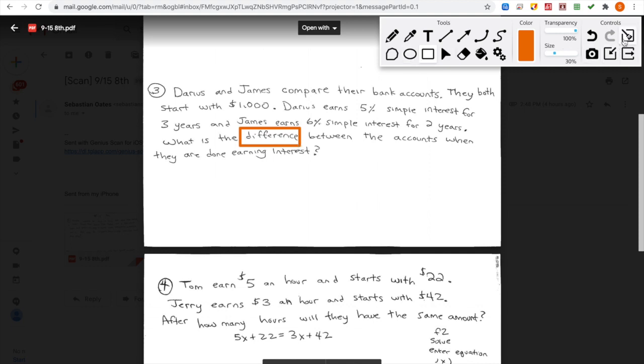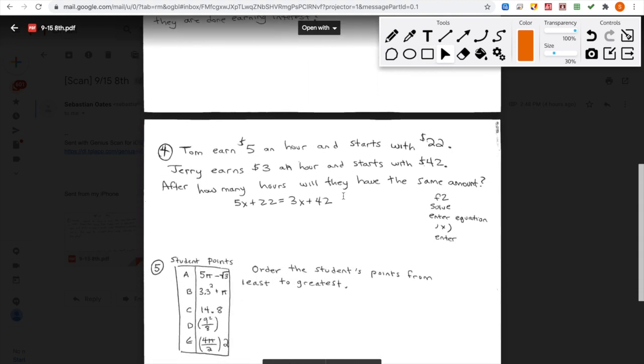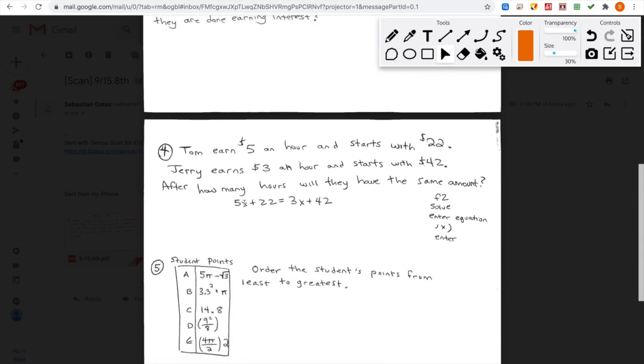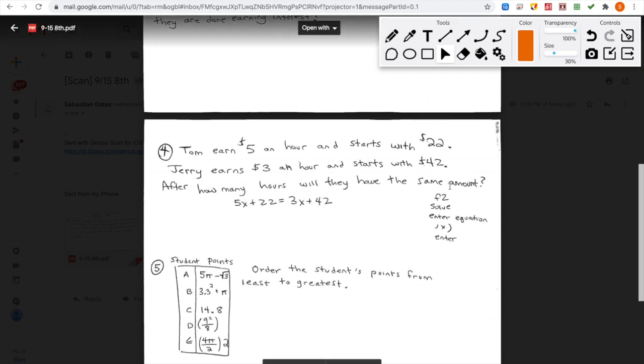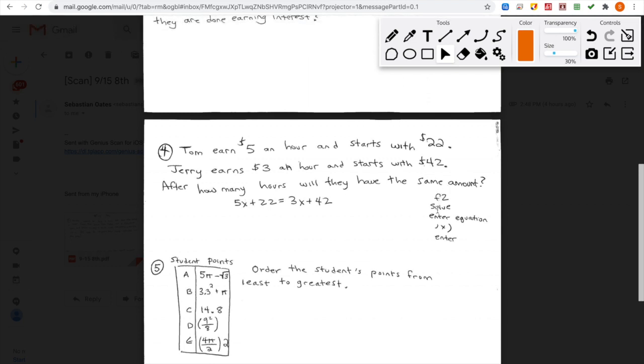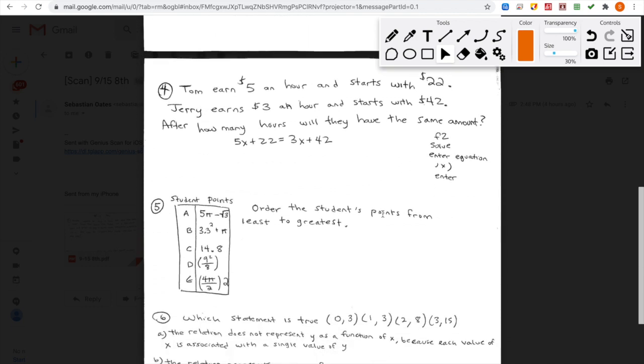Number 4, we're going to practice this skill again. We're solving to find out what x is. So the way we're going to do that is we're going to hit F2. We're going to go to solve. We're going to enter the equation into the calculator and we're going to click enter.